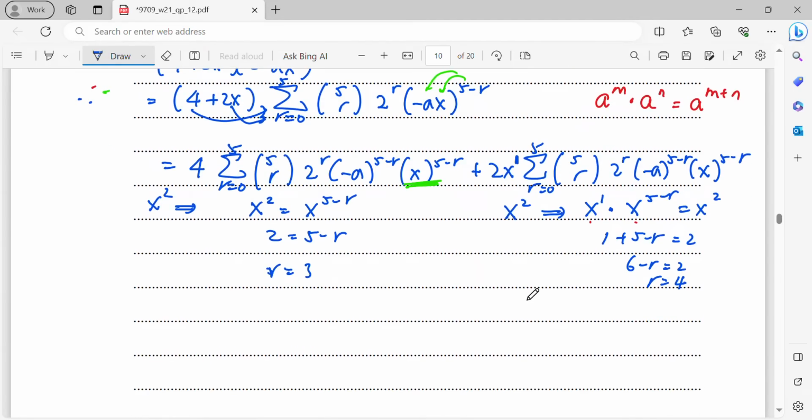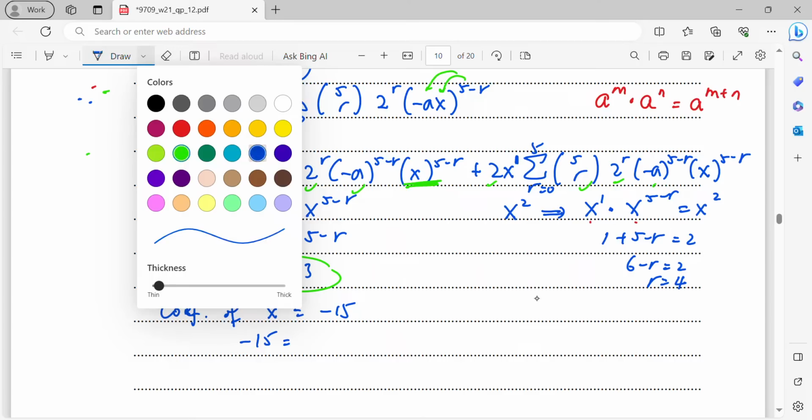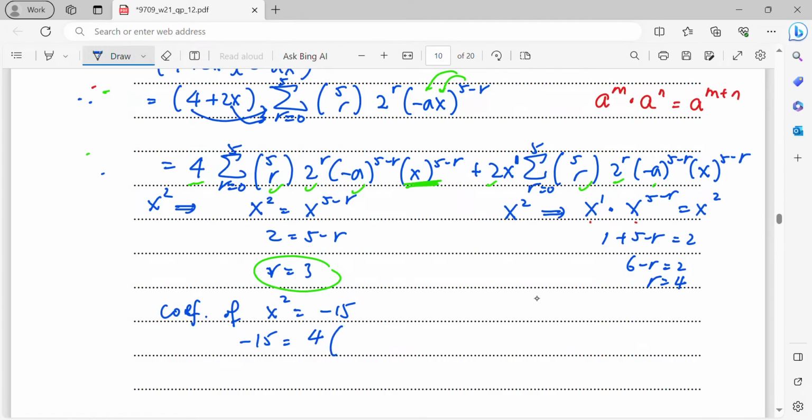Okay, so now I will write: coefficient of x squared is negative 15. It means you have to substitute r by 3 in all these terms; that will be the coefficients. For the next one, you have to replace r by 4 to get the coefficient of x squared. So I will get 4 bracket 5c3, 2 cube minus a to the power of 5 minus 3. That is for the first expansion.